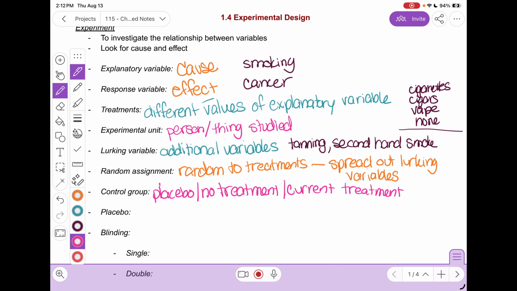A placebo is something that looks or smells the same as the medicine, but there's nothing in it. There's not an actual treatment. So it might look like a pill. It might taste the same as the pill, but there's no actual medicine in it. It's pretend.